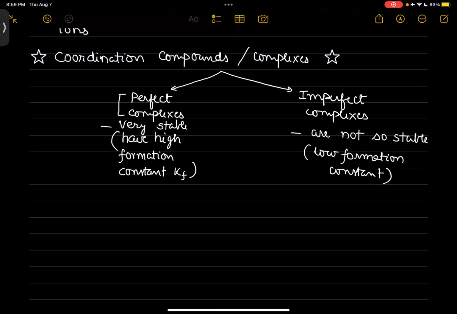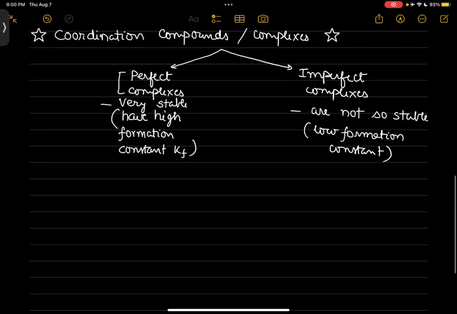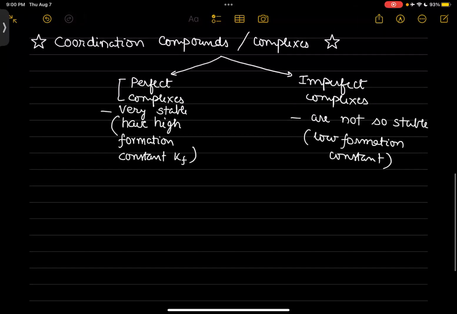So perfect complexes, basically, will remain associated to a large extent. Okay, they will not break at all. And imperfect ones can break a little bit into their ions. Okay. But that doesn't mean that imperfect ones are double salts. Double salts actually completely split. Okay. Imperfect ones, up to some extent, can slightly break. Okay. Is it clear?